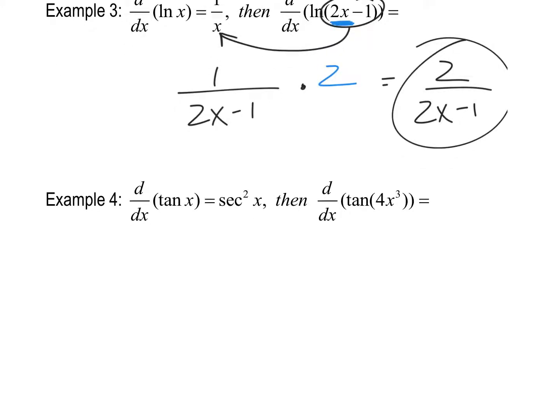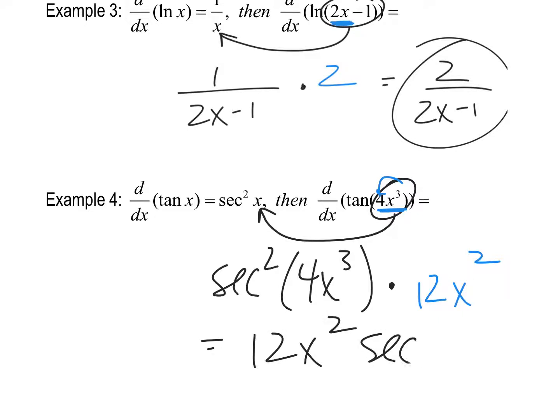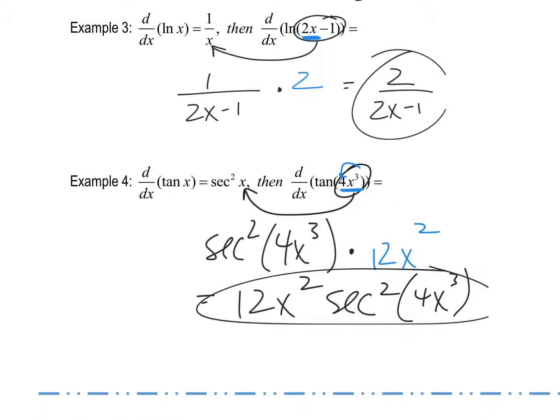Okay, last one, I'm going to plug this in right there. So I get secant squared 4x cubed times, what's the chain rule of this? Bring the 3 down and get 12, decrease the exponent by 1, so you get x squared. So simplifying this whole thing, I'm just going to put the 12x squared in front, secant squared 4x cubed. These are really messy and like ugly kind of and intimidating, but it's just practice, you guys, with the chain rule, okay? That's all.